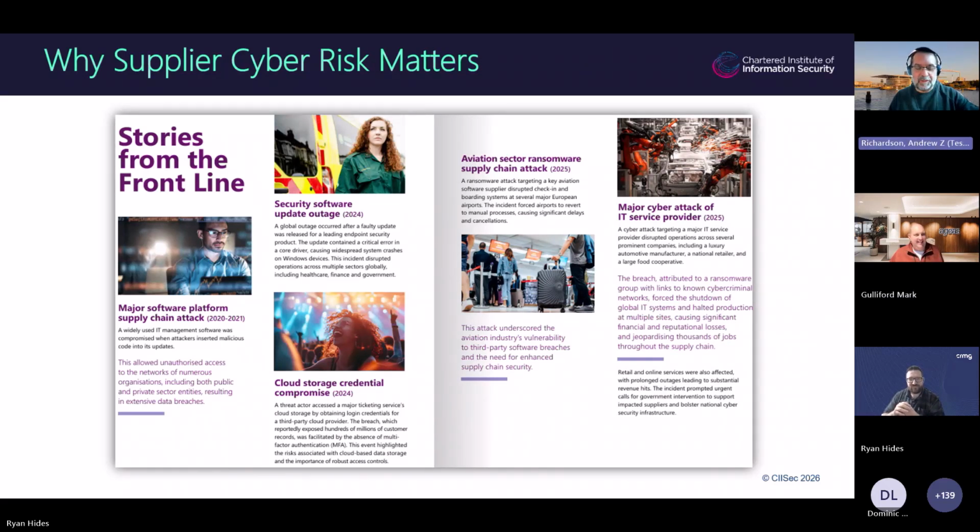Okay, so let's start with the big picture then. The guide highlights multiple real-world examples from credential compromise to ransomware hitting aviation systems, all showing how suppliers can be an entry point for serious disruption. So, Mark, Ryan, looking at the recent cyber incidents, which types of supplier risk do you see organisations still underestimating?